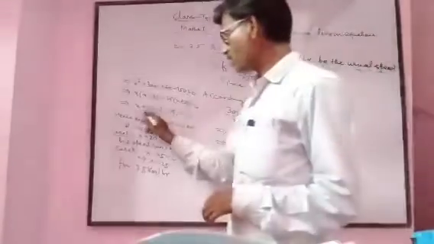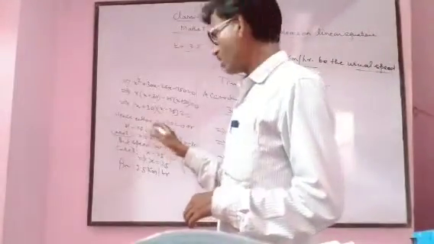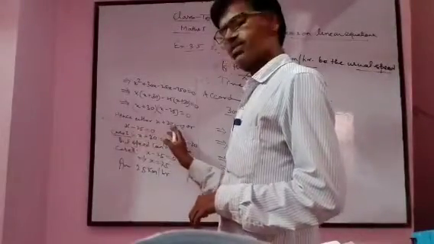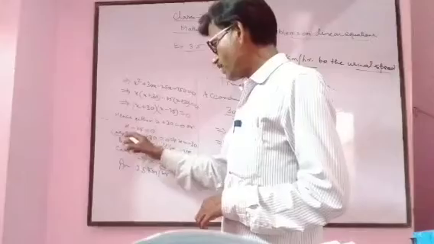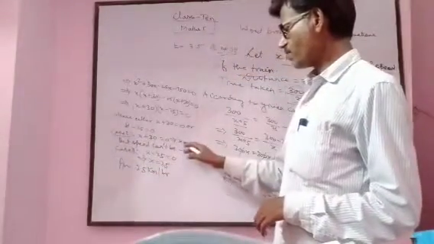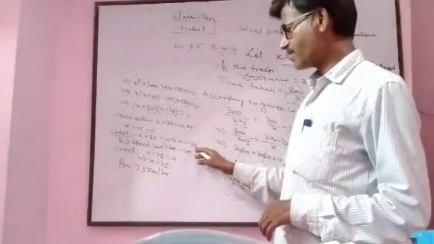Now either of these two linear factors can be 0. Hence either x plus 30 is equal to 0 or x minus 25 is equal to 0. Thus we get two cases. In the first case x plus 30 is equal to 0. From here we are getting x equal to minus 30.